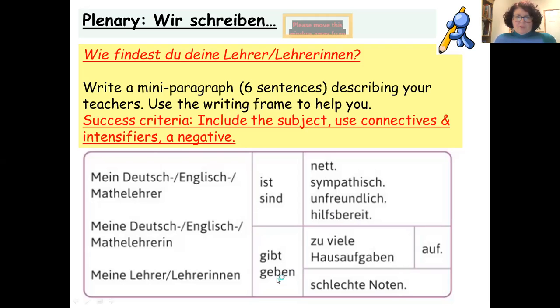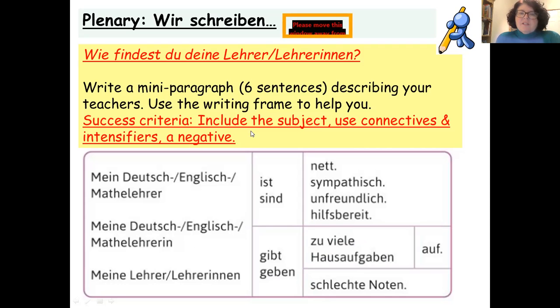Now, let's see, what about here? So mein Deutschlehrerin oder mein Englischlehrerin oder Lehrer gibt zu viele Hausaufgaben auf, okay? So gives too much homework. Oder meine Lehrerinnen, if you want to say my teachers, geben, must be plural here, schlechte Noten. They give bad marks, okay? So you can be very specific here. You can say what teacher gives bad marks. You can say what teacher gives too much homework, okay?